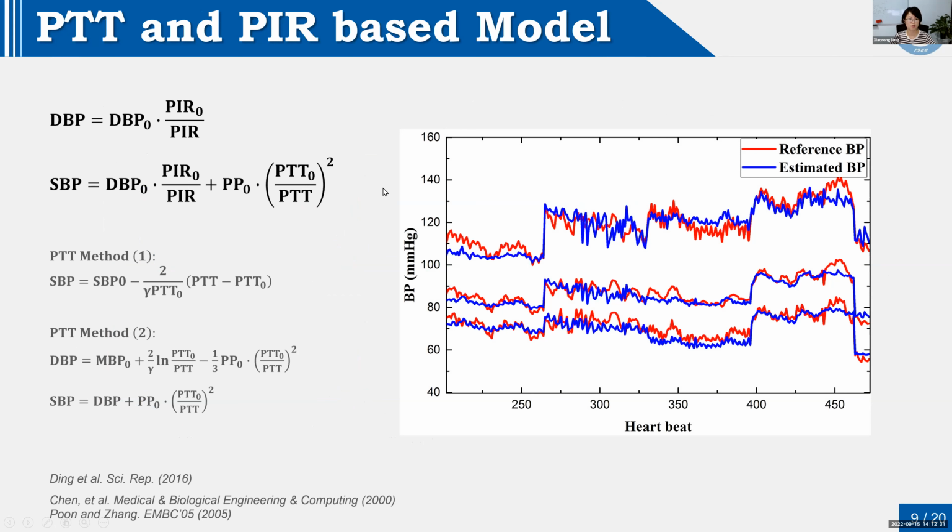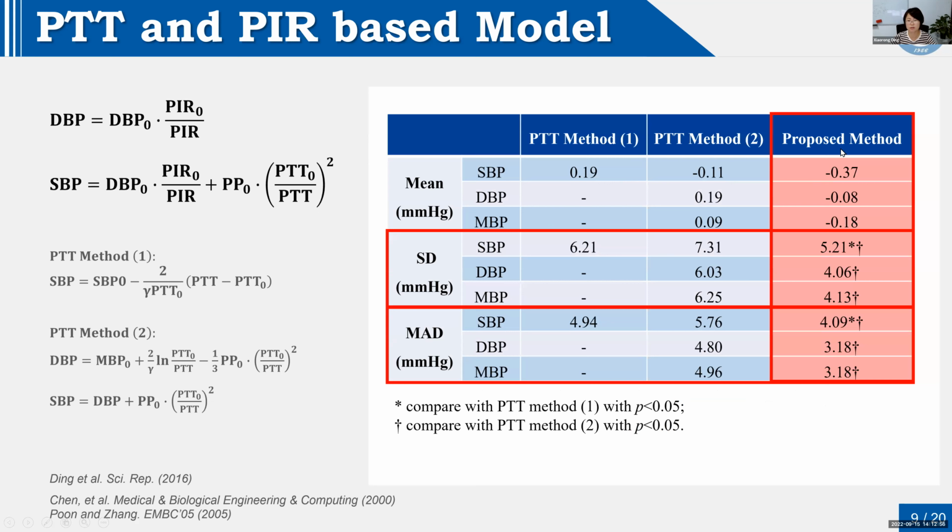Based on this, we derived a new blood pressure estimation model based on the Moens-Korteweg equation and the Windkessel model. Because of the limit of time, I only show the model here. We also compared the models developed with PIR and PTT against the models using only the PTT. This figure shows our proposed method's estimation and the reference blood pressure, and this is the comparison of the proposed method with these two PTT methods. We can see that the accuracy is significantly improved, but still, this accuracy cannot meet the clinical standard.